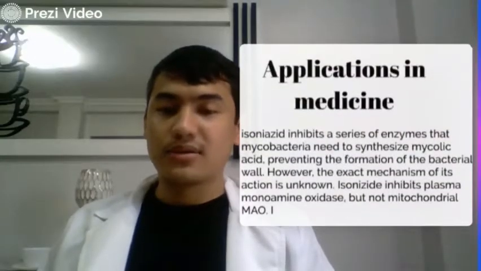Application in medicine. Isoniazid inhibits a series of enzymes that mycobacteria need to synthesize mycolic acid, preventing the formation of the bacterial wall. However, the exact mechanism of action is unknown. Isoniazid inhibits plasma monoamine oxidase, but not mitochondrial MAO.